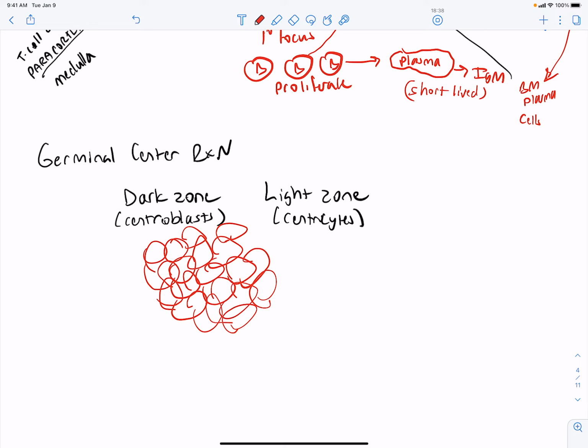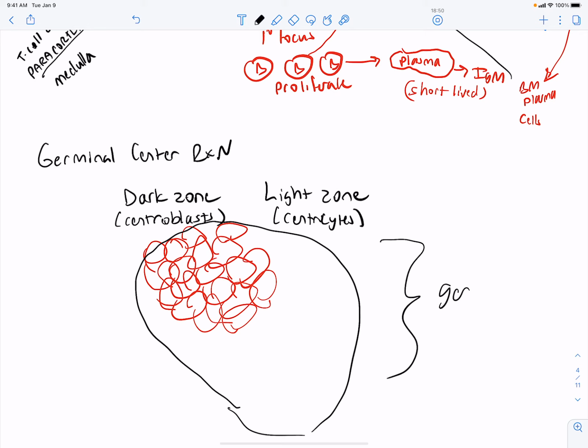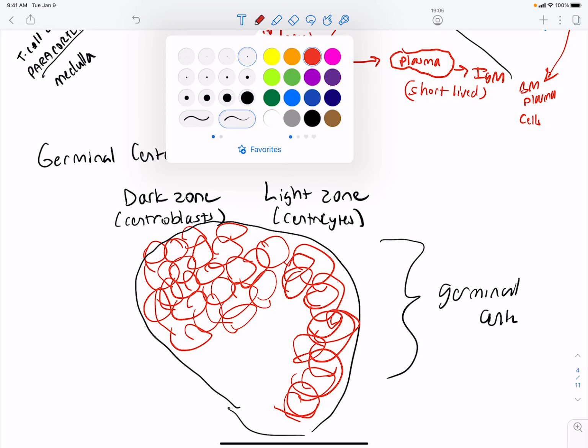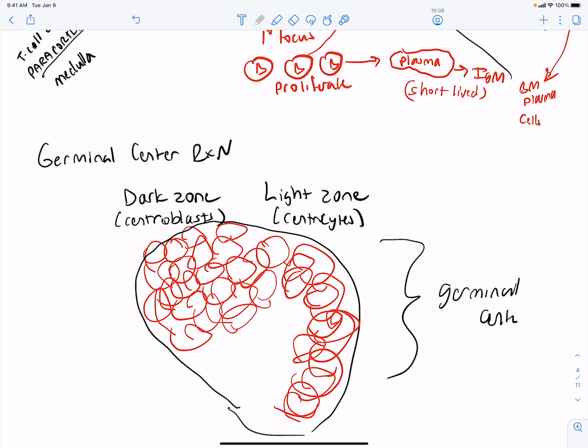And the germinal center kind of looks like a circle. So if you look at a lymph node, it'll kind of have a circle, and this will be the whole germinal center. And so your dark zone, where your cells are proliferating, are going to be all around this area, because there's a lot of proliferation going on. And then in the middle, or in some sort of area within, you're going to have your follicular dendritic cells.